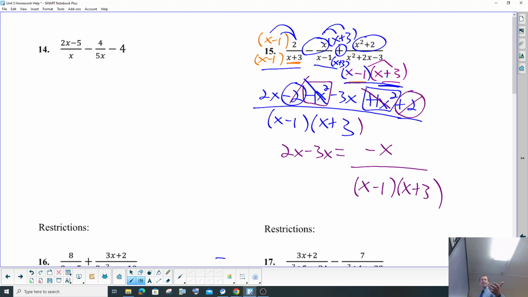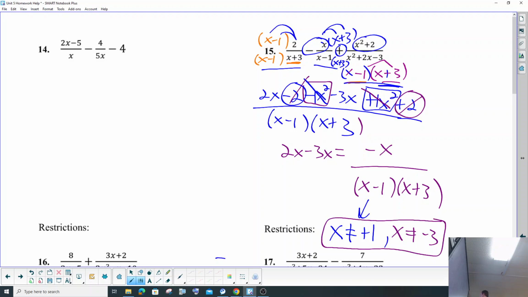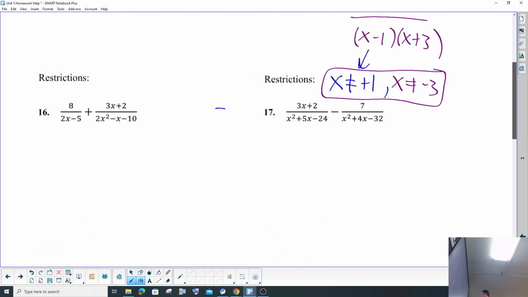Whoa, Newbold, you forgot to list the restrictions. That was back in the beginning. Okay, let's make sure nothing in the bottom canceled out because that's where the restrictions come from. So we're missing our restrictions. X can't equal a positive 1. And x can't equal a negative 3. Those are our restrictions. Okay, so try 17 on your own now.